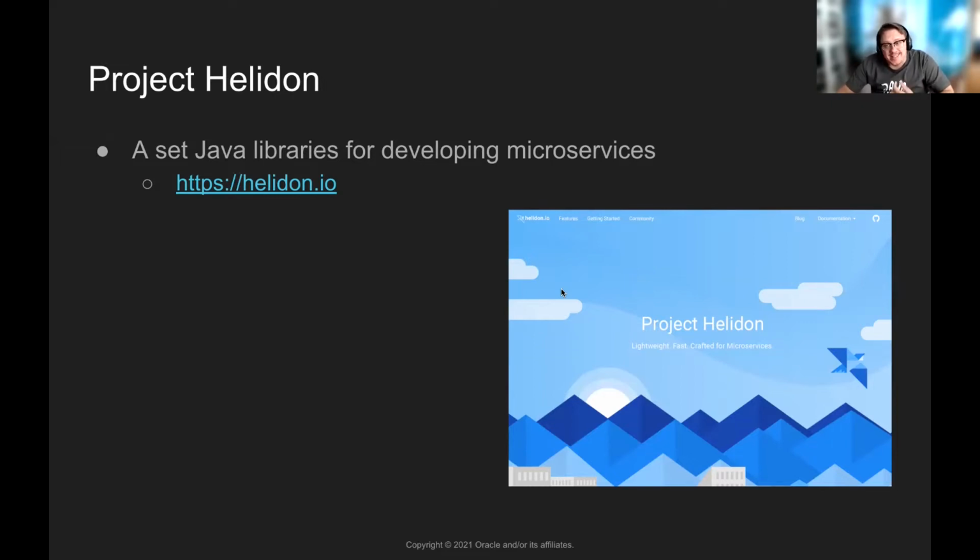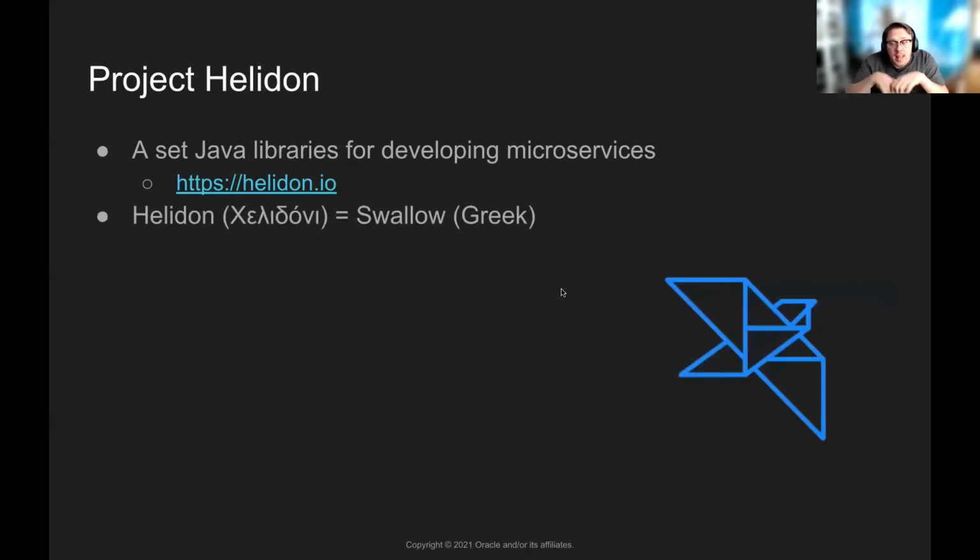So what is it? We call it a set of libraries for writing microservices. It's not exactly a framework, it's more than a framework. It's really libraries for doing it, and all the information you can find on our official site, helidon.io. If you don't know what Helidon means, this is the answer. It means a swallow in the Greek language, and I believe this is a wonderful choice of a name because whenever you see them flying in those flocks and how they cooperate, it's really cool. It's really small, maneuverable, and fast.